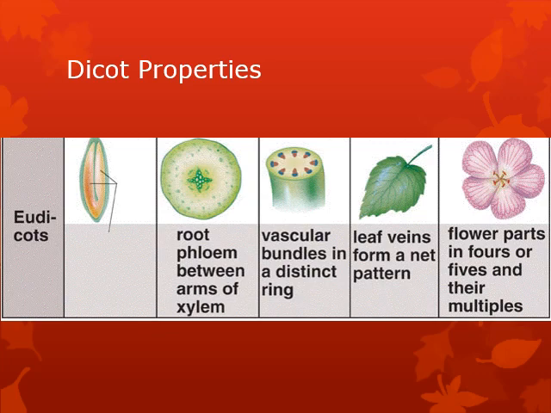The leaves form a net pattern. So they're not parallel anymore. They have a central vein and then shoots coming off of that. And the flower parts are in 4s and 5s. When you get to 12 and 15, well, you're doomed there because of lowest common denominator.